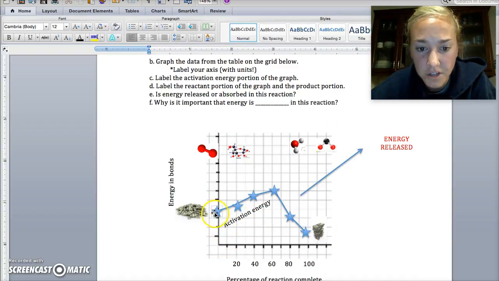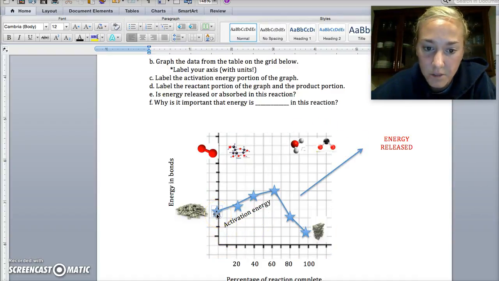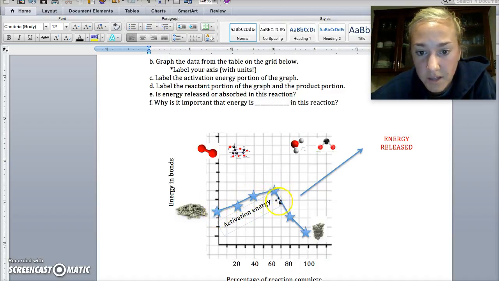So activation energy is the area between the beginning over here and then all the way up to the highest point of this mountain, I guess you could say.